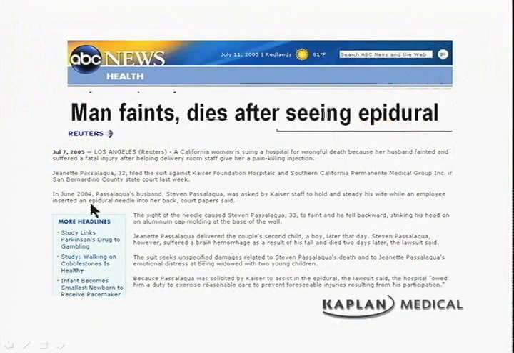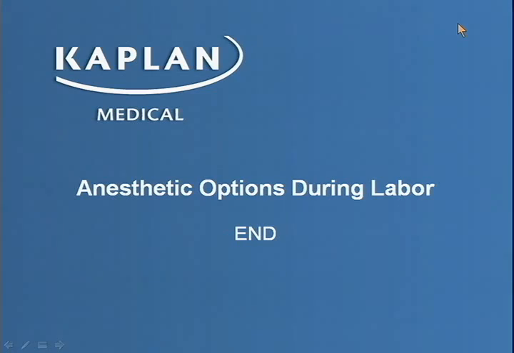All right, as we finish this section, this is an amazing story of a man who faints after seeing epidural anesthesia being given to his wife. He was asked to support her as the anesthesiologist was putting in the needle, and he fainted, fell, hit his head, subdural hematoma, and died. Can you believe this? The moral of the story is, don't have Papa helping out. Give him a break, let him be just a Papa. All right, and that's the end of anesthetic options during labor.